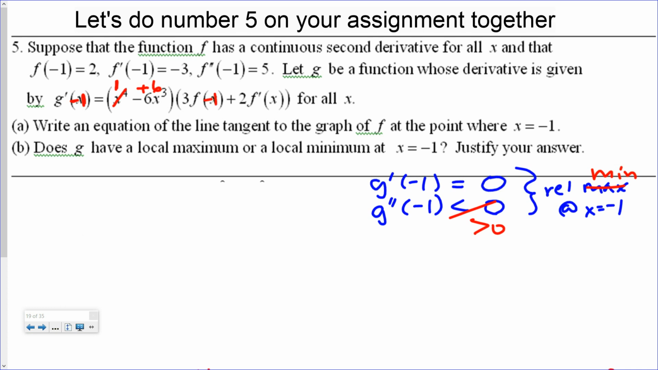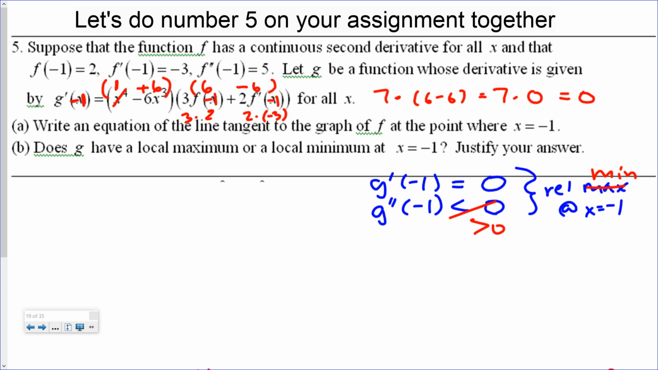If I put in negative 1 here, do you see that that's just f of negative 1? Do you know f of negative 1? It's 2. And so 3 times 2 is 6. If I put in negative 1 here, what's f prime of negative 1? Negative 3, right? Yeah, negative 3. So this will be 2 times negative 3, which is negative 6. So I can actually figure out what g prime of negative 1 is. It's 7 times 6 minus 6, which is 7 times 0, which is 0.